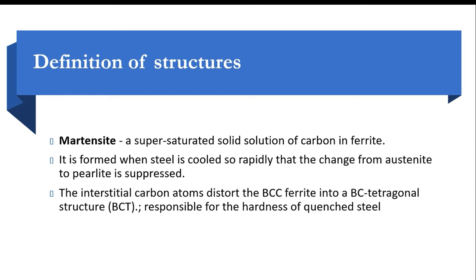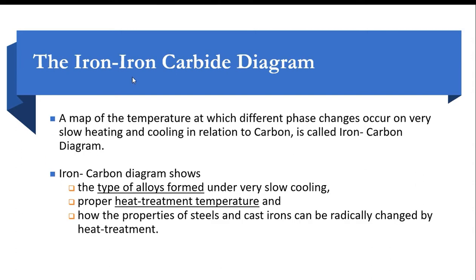Austenite to pearlite is suppressed. Then interstitial carbon atoms distort the BCC ferrite into a BCT structure. It is called BCT, right? Body centered tetragonal. So it is responsible for the hardness of quenched steel. So quenching is something we call rapid cooling, right? So we'll discuss those cooling and heating methods.